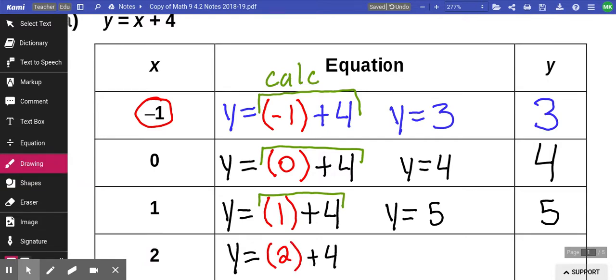Everything else stays the same. You now calculate your output. So 2 plus 4 is 6. So my output is 6.